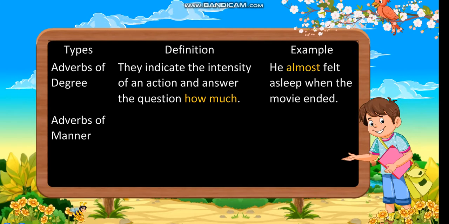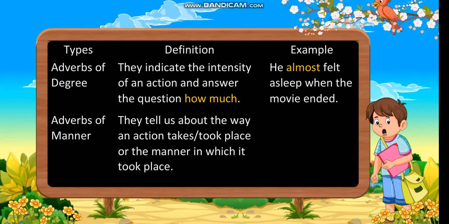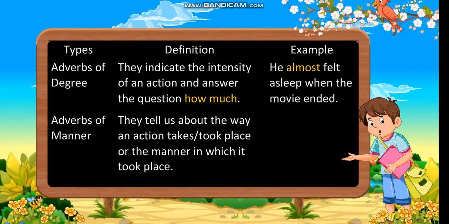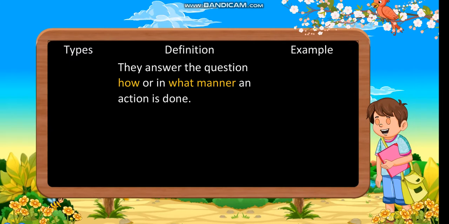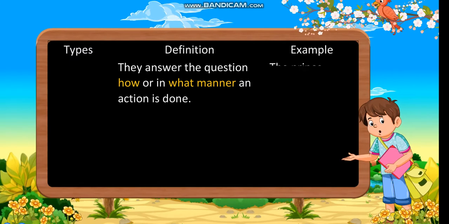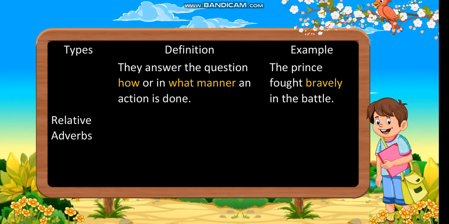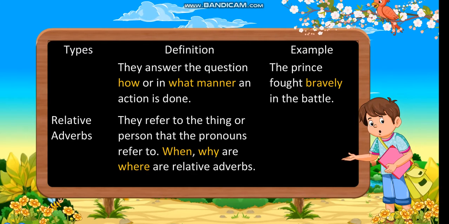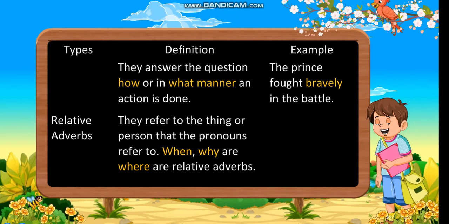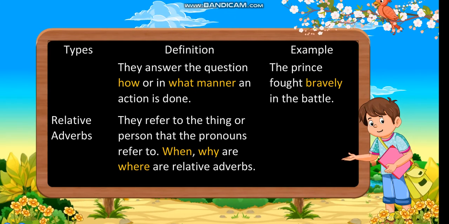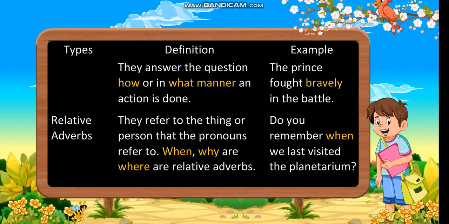Adverbs of manner. They tell us about the way an action takes or took place, or the manner in which it took place. They answer the question, how or in what manner an action is done. The prince fought bravely in the battle. Relative adverbs. They refer to the thing or person that the pronouns refer to. When, why, and where are relative adverbs. Do you remember when we last visited the planetarium?